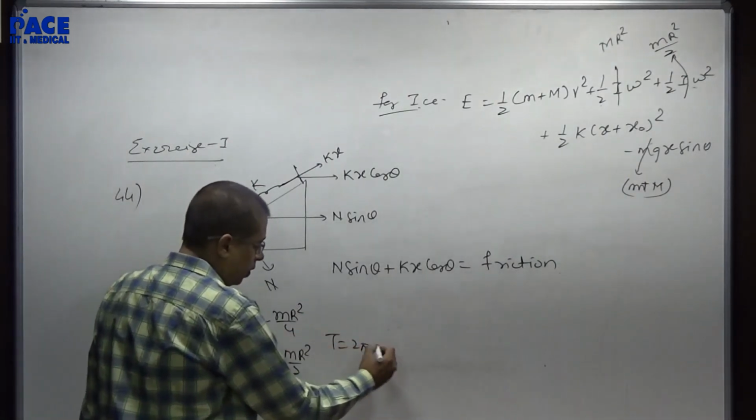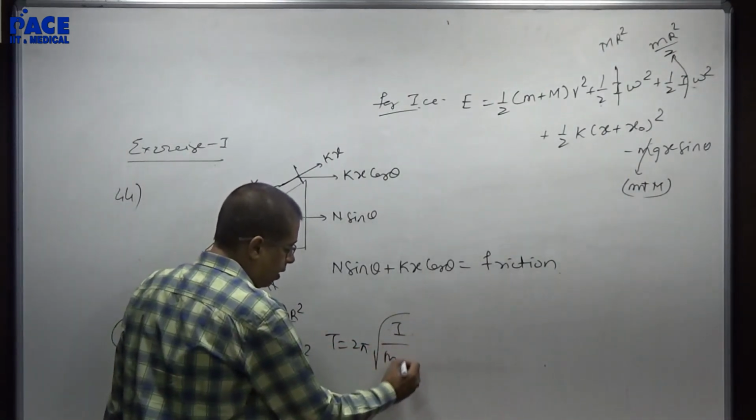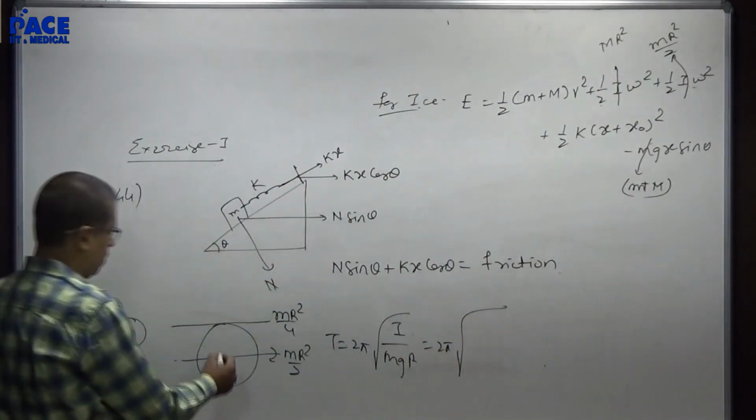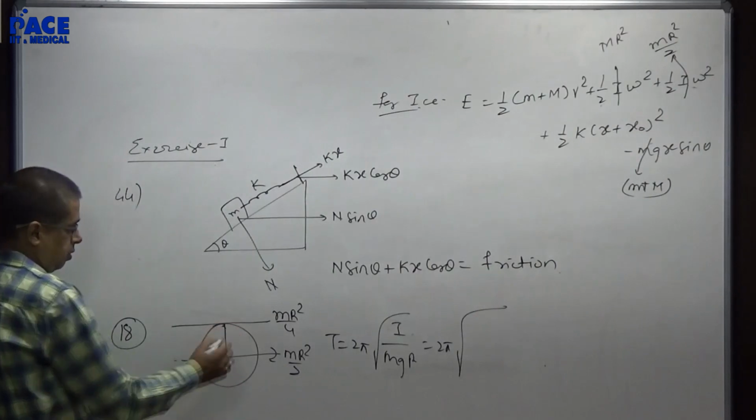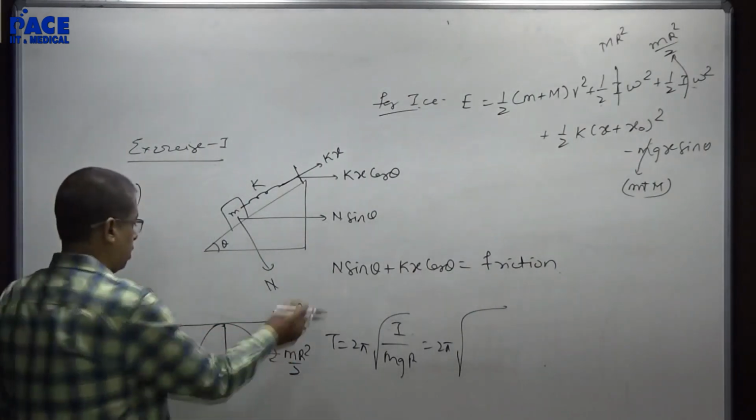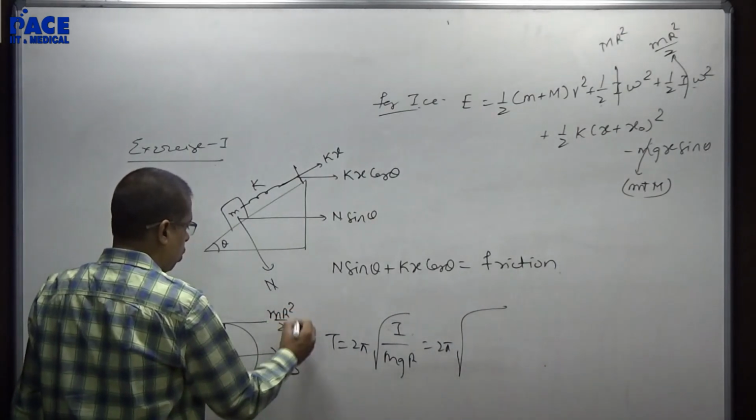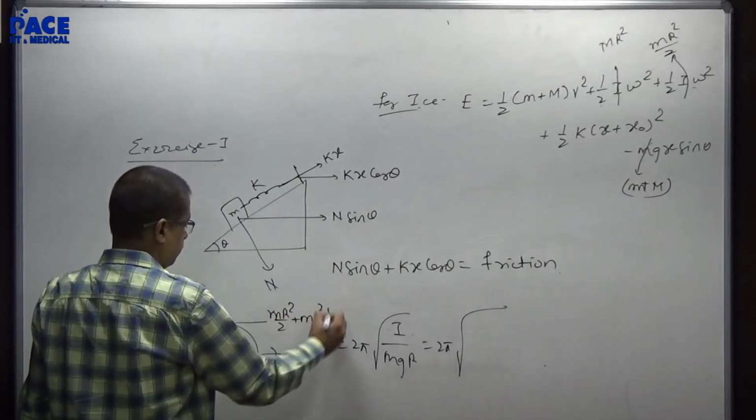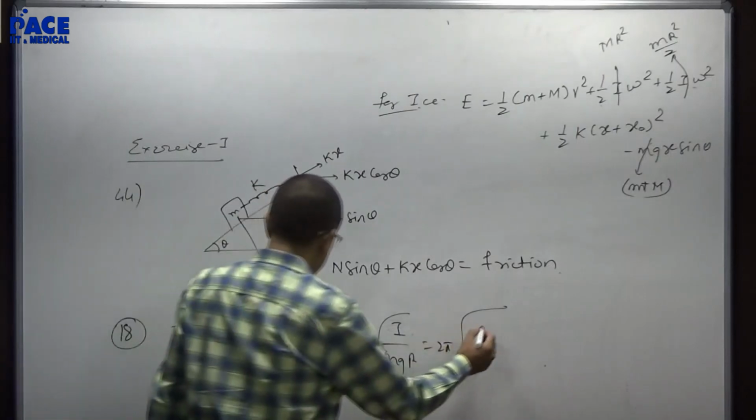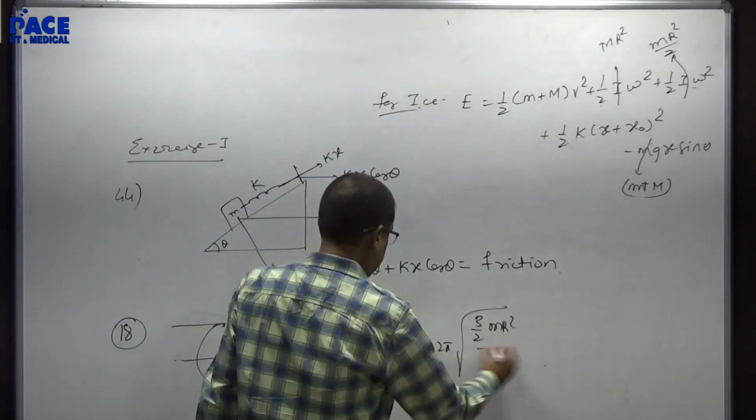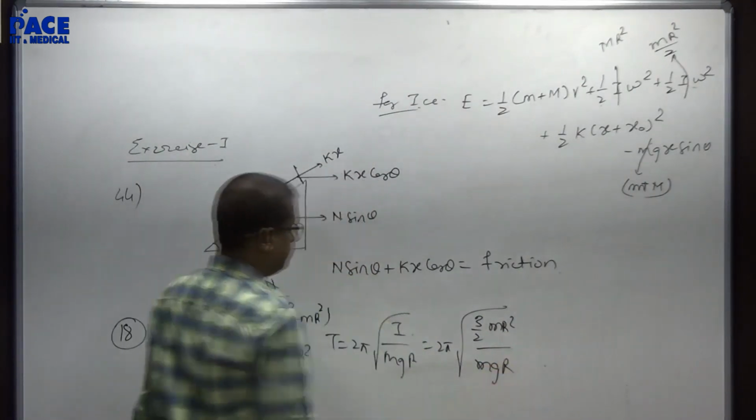Time period is 2 pi under root I by mgr. Parallel axis: mr square by 2 plus mr square. So I will be 3 by 2 mr square by mgr.